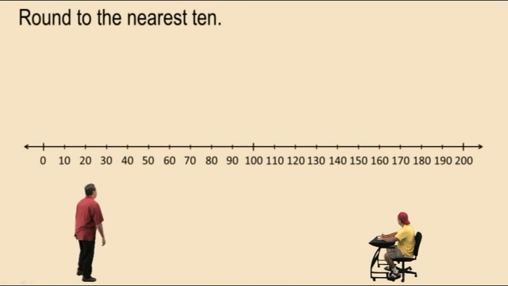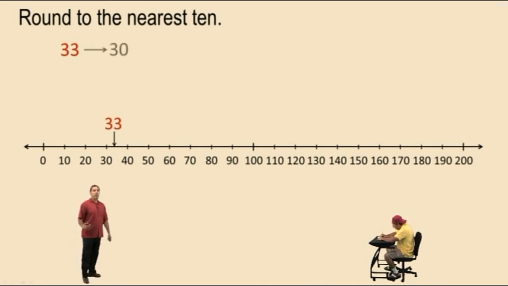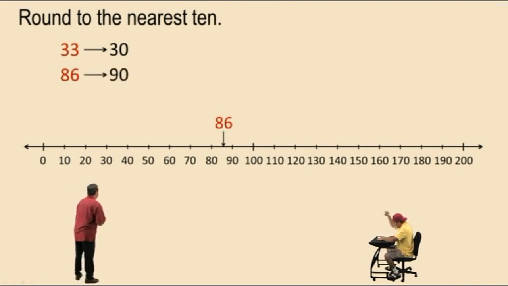All right, let's round to the nearest 10 using larger numbers here. 33. 33 is right in between 30 and 40, but it's closer to the 30, so 33 rounds to 30. 86 is right in between 80 and 90. Well, it's not right in between. It's closer to the 90. So 86 rounds to 90.